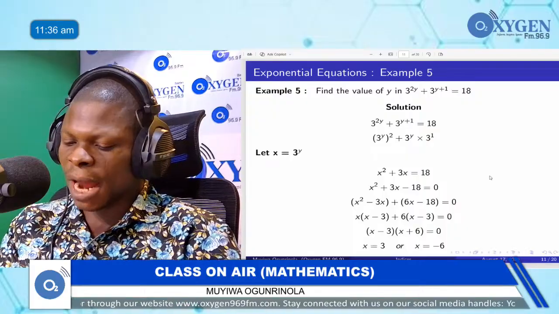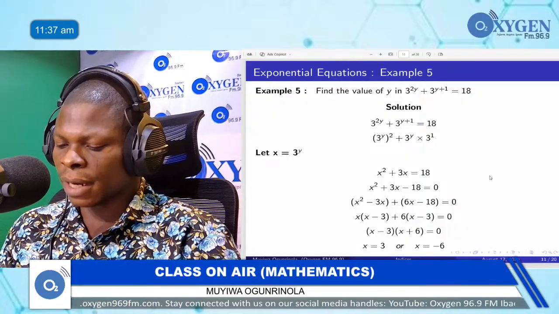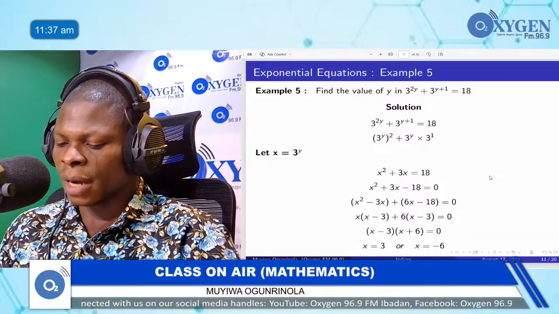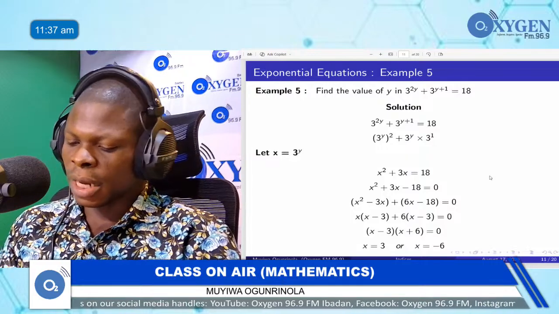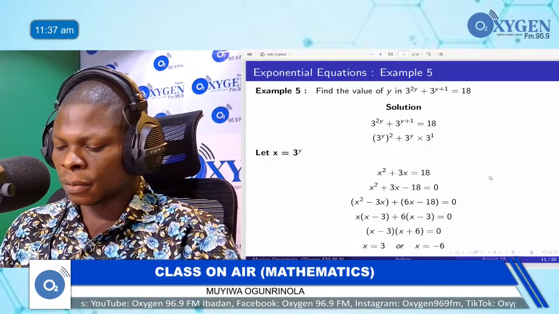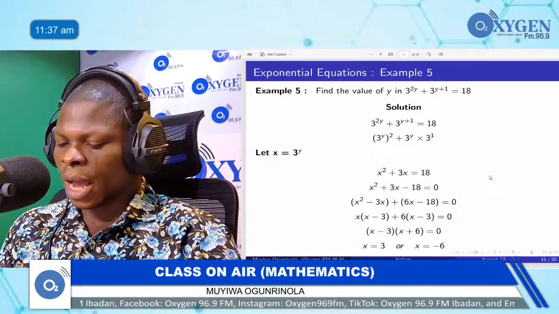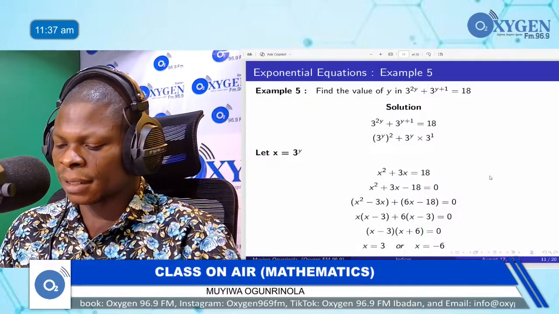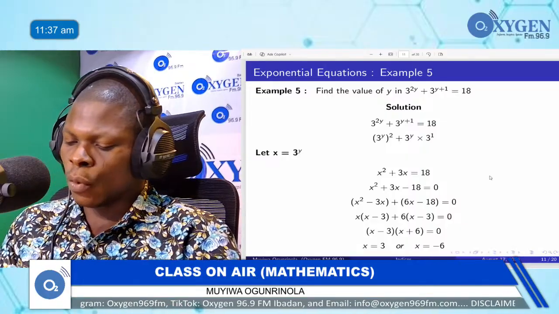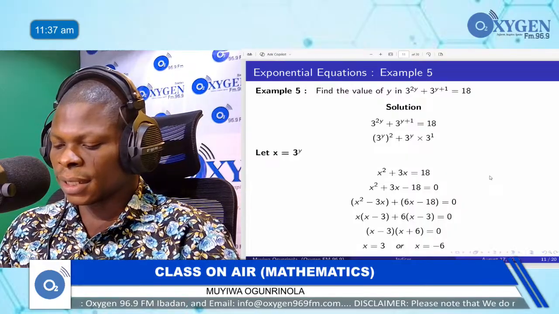So to factorize that, we are going to have x squared minus 3x inside bracket, plus 6x minus 18 close the bracket, is equal to 0. Then when you factorize x, we have x minus 3, plus the other side. When you factorize 6, we have 6 into bracket x minus 3 is equal to 0. So here we are going to have x minus 3 and x plus 6 is equal to 0.